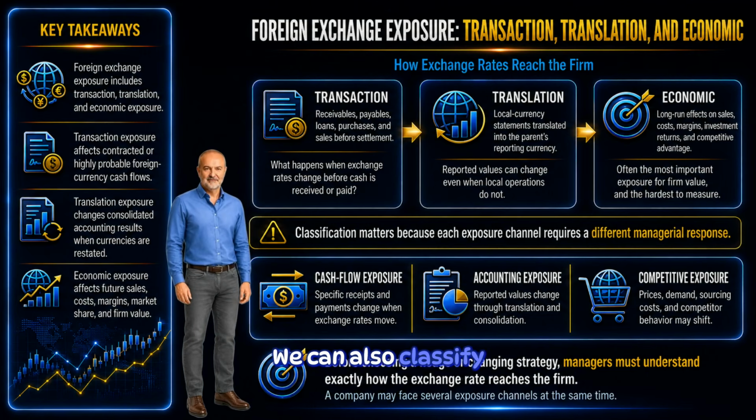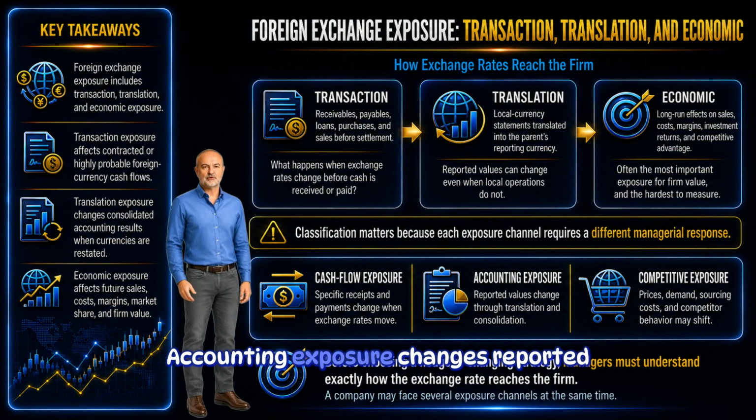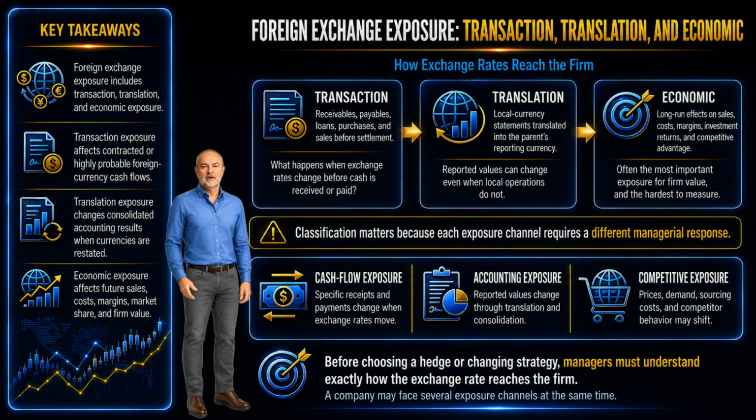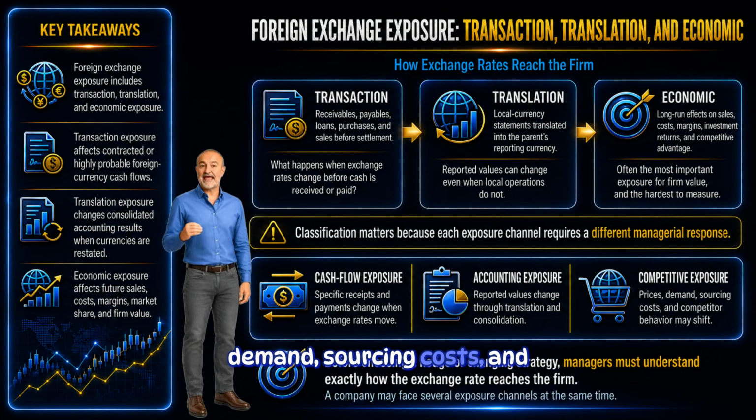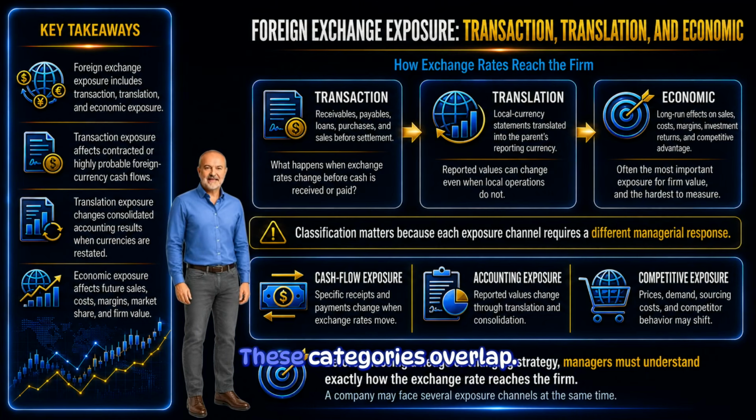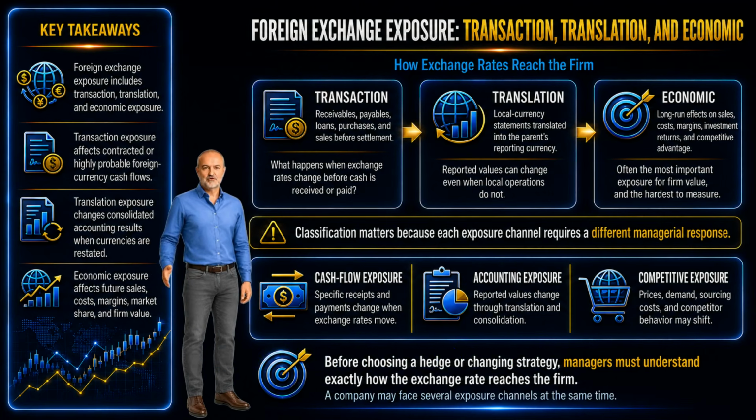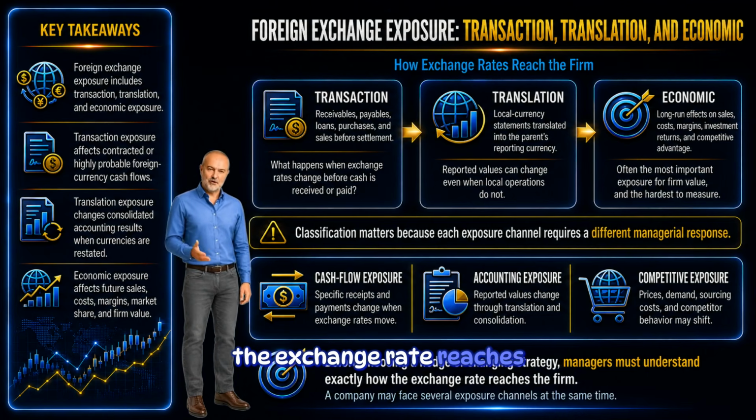We can also classify exposure by mechanism. Cash flow exposure changes specific receipts and payments. Accounting exposure changes reported values. Competitive exposure changes prices, demand, sourcing costs, and competitor behavior. These categories overlap. A company may face all of them at once. Classification is useful because each channel requires a different managerial response. Before choosing a hedge or changing strategy, managers must understand exactly how the exchange rate reaches the firm.